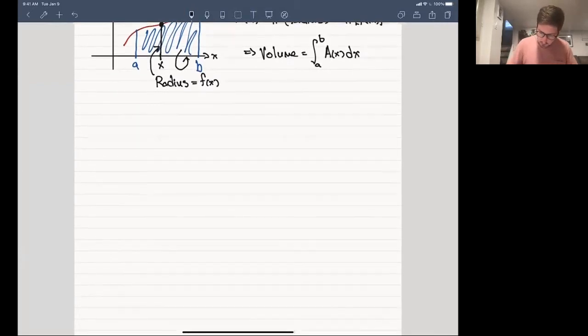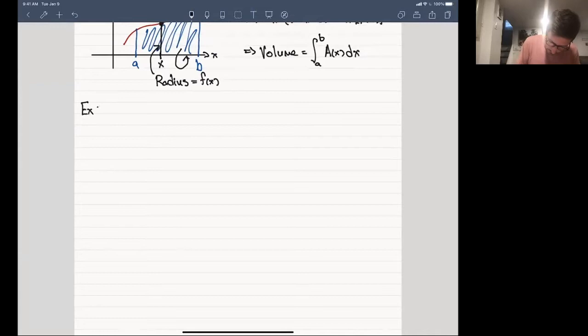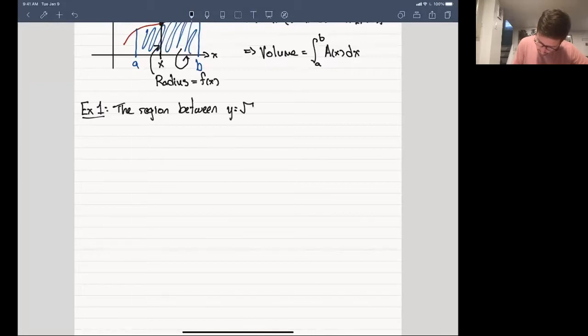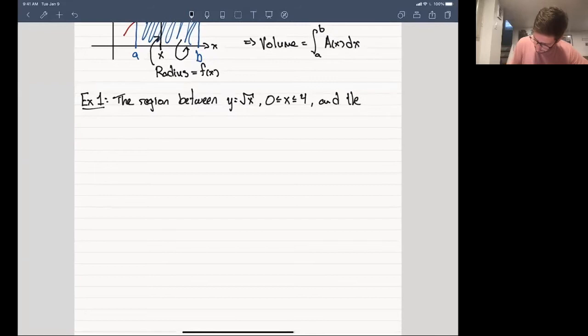So let's start with the first example here. Let's talk about the region that's going to be between the curve y equal to the square root of x, where x is going to be between 0 and 4. So that makes up our a and b values. And the x-axis. And this is going to be to generate a solid.